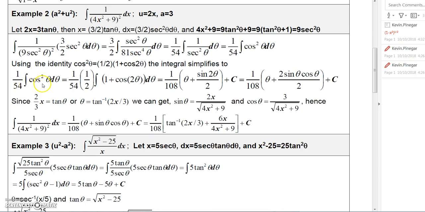Then what I'm going to do next is use an identity for cosine squared theta. I can replace cosine squared theta with 1/2 times 1 plus cosine 2 theta. So I'll pull the 1/2 outside of the integral, and I'll leave the 1 plus cosine 2 theta in here. And then 1/54 times 1/2 is 1 over 108.